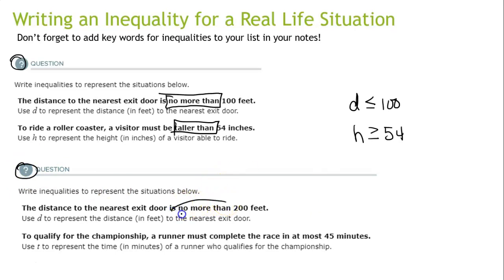Well, same code words here, no more than, but this time the distance to the door is less than or equal to 200. To qualify for the championship, a runner must complete the race in at most, all right? At most, let's think about what that means. That means it could be 45 or 44 or 43, so it's less than or equal to 45. And they want us to use T for the runner. Good job. Make sure you have these code words written down before we move on. You don't have to write all these sentences as long as you're writing down the code words.